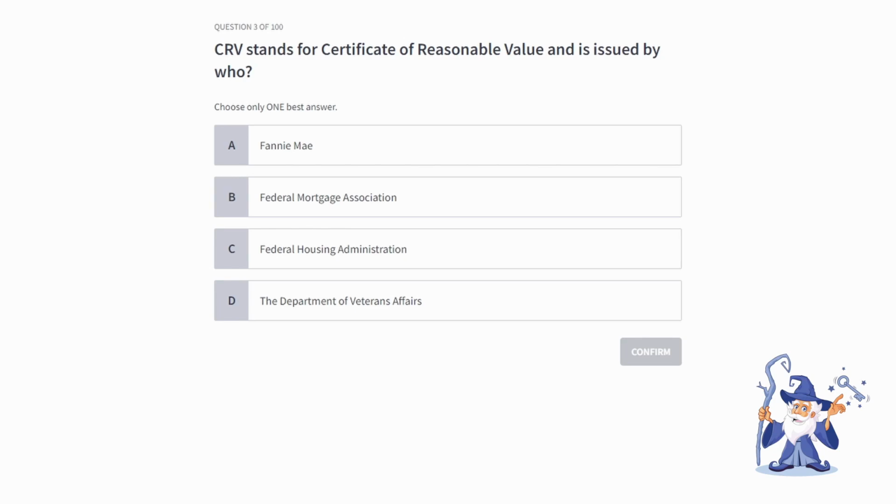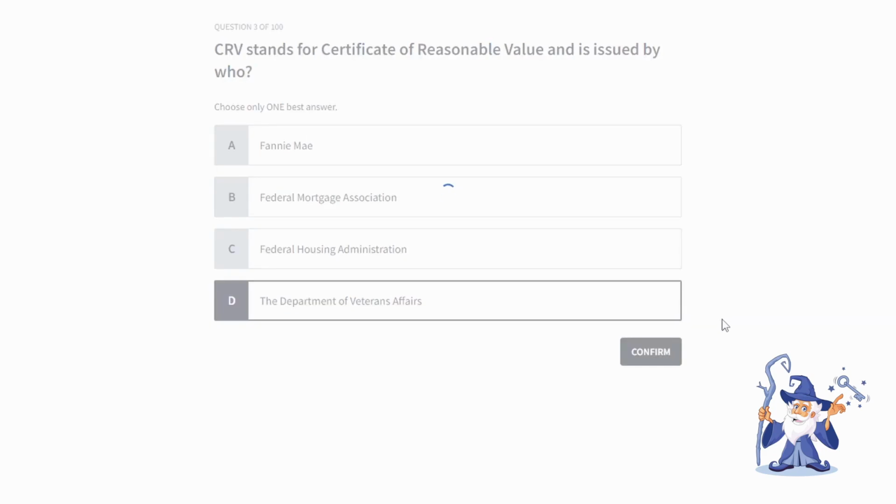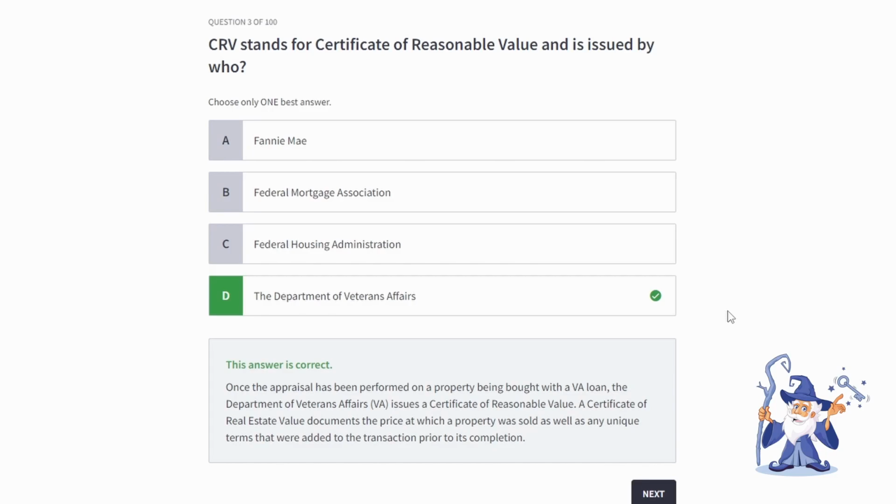Okay, so hopefully you came up with your answer on that one. What is the correct answer? Well, it is D. That's right, it's the Department of Veterans Affairs. So once the appraisal has been performed on a property being bought with a VA loan, the Department of Veterans Affairs issues a certificate of reasonable value.